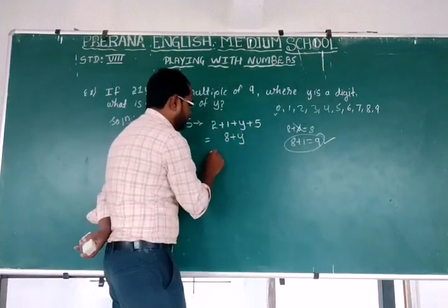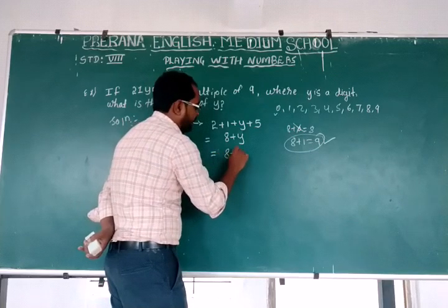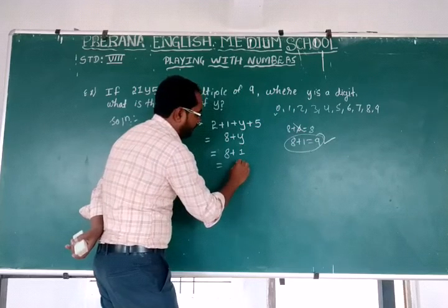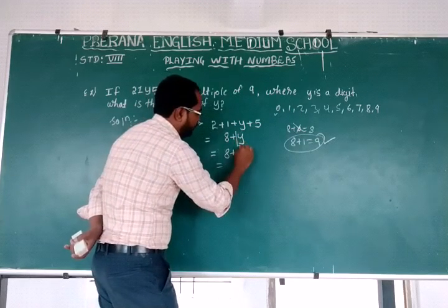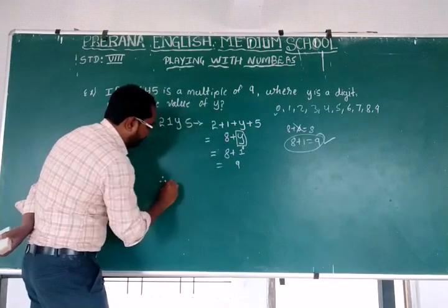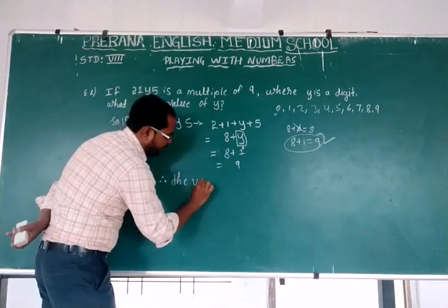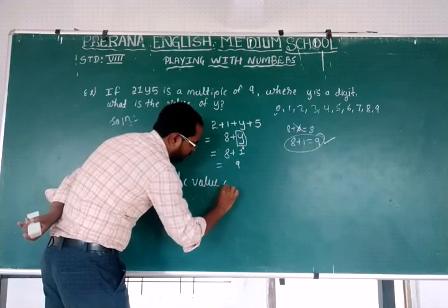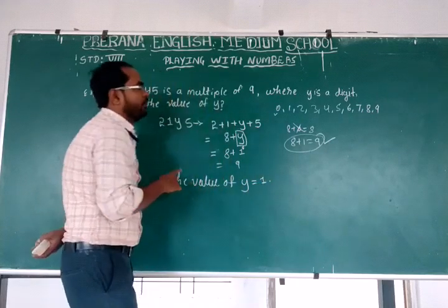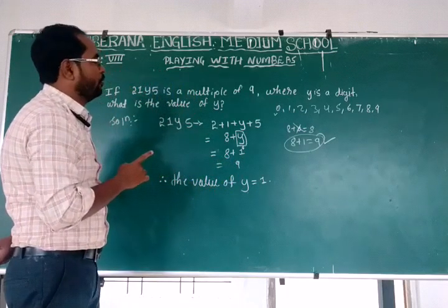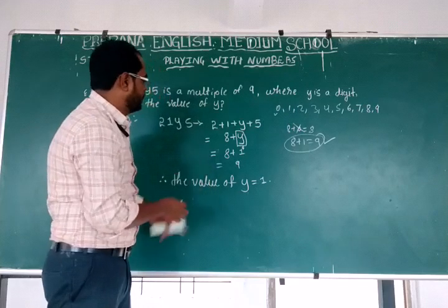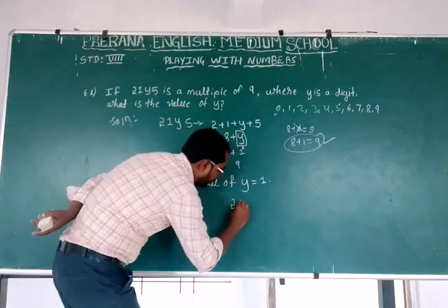Like this we have to select a number, so that 8 plus 1 is equal to 9. Therefore, what will be the value of y? The value of y is equal to 1. This is how you solve. If you want, you can check whether it is divisible or not.